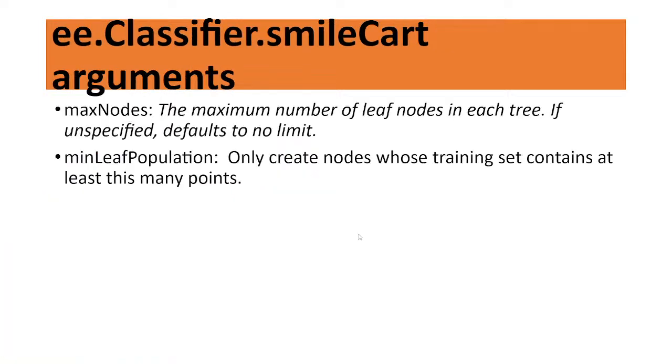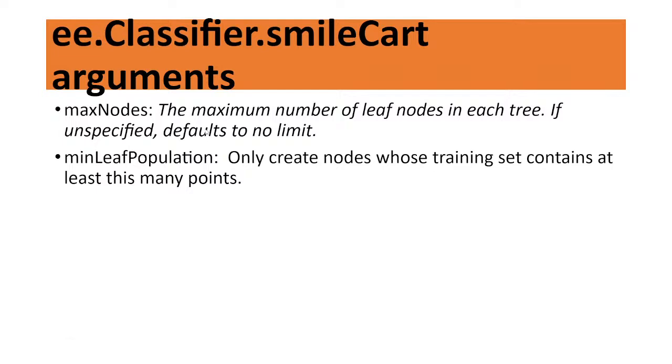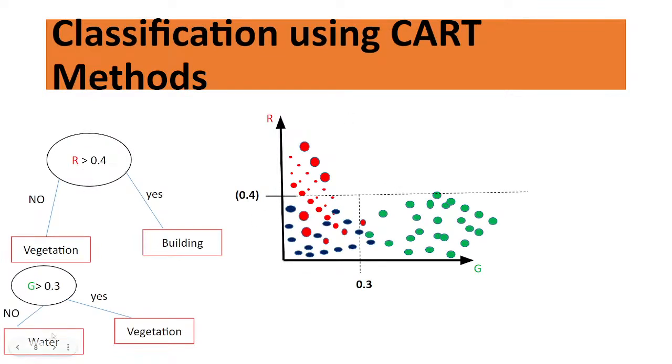Okay, so the classification and regression trees also have some arguments. These arguments are called max nodes and min leaf population. First of all, what is max nodes? Max nodes is the maximum number of leaf nodes in each tree. Tree means, suppose it is a tree, it is a tree. In this case, max nodes is the maximum number of leaf nodes. So now the question: what is a leaf node? How many leaf nodes can I get here?